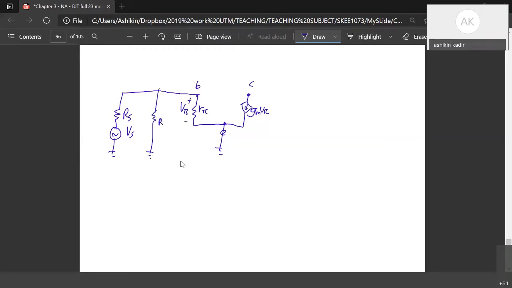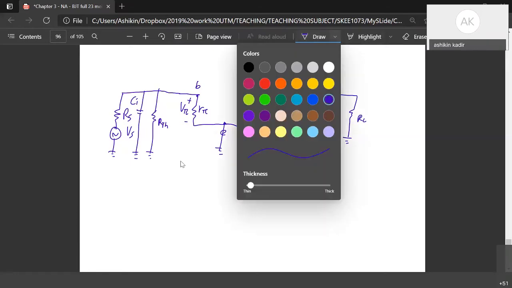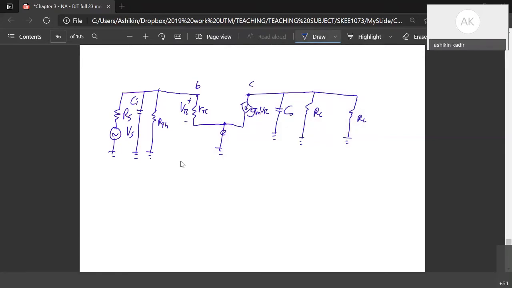So this one is RTH, and then at the C you have RC and also RL. So just now we have C output and also C input. Okay, so actually our circuit is simplified like this, and then we can determine the frequencies that are caused by these two capacitors.